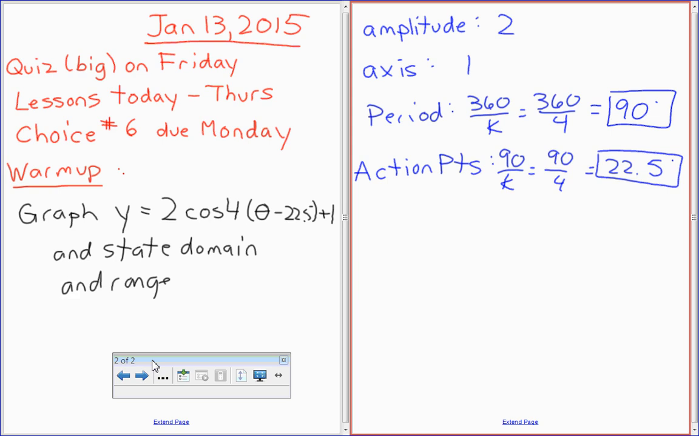Oh, phase shift. Can someone try and be brave? This is tricky. Amy, go ahead. 22.5 degrees to the right. Very good.